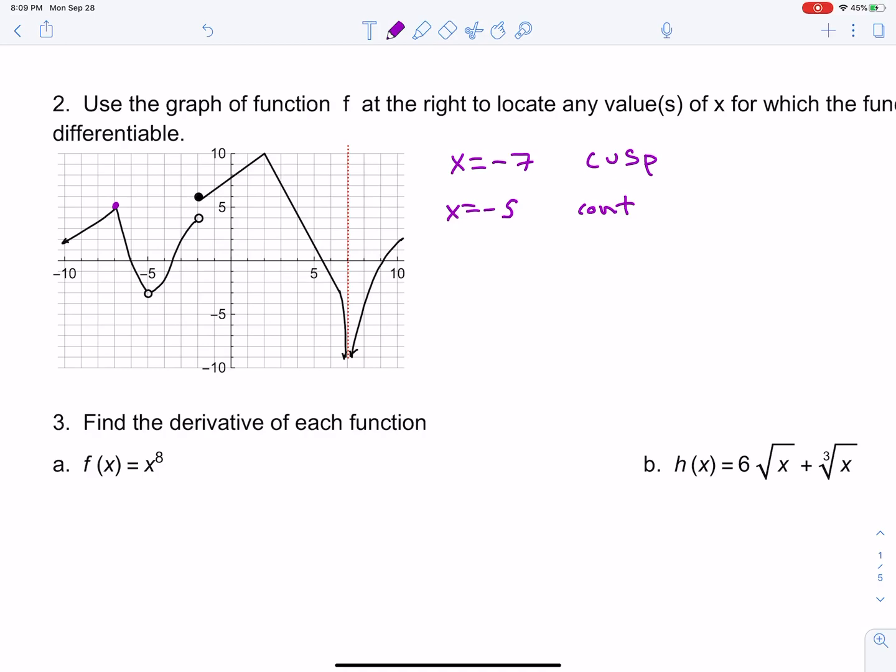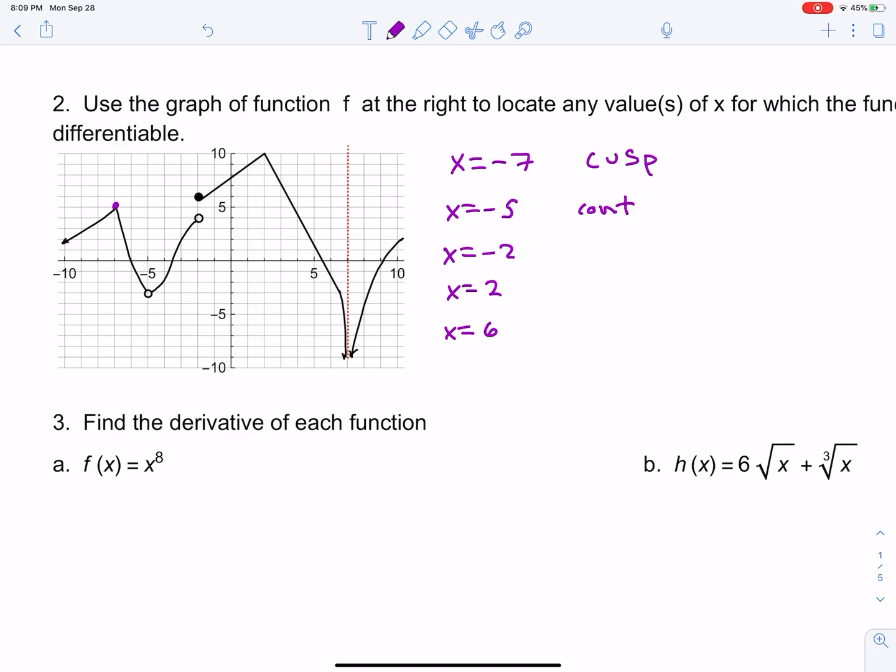Same thing at x equals -2, not differentiable. Why? Because it's not continuous there. As we move on to x equals 2, we have a corner. So at x equals 2, not differentiable because of a corner. And then finally at x equals 6, not differentiable because, again, it's not continuous at x equals 6. Okay, so those are our values where it's not differentiable.